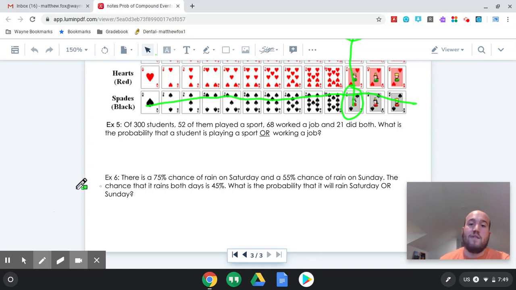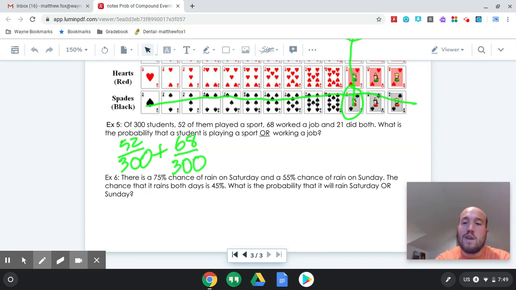So if we think about it, event A is a sport. So we know that 52 out of the 300 are playing a sport. Event B is working a job, and we know that 68 out of the 300 are doing that. However, right now we are counting 21 of them twice. We're counting them as a sport and a job. So we have to subtract that 21 out. Okay, so 52 plus 68 minus 21.